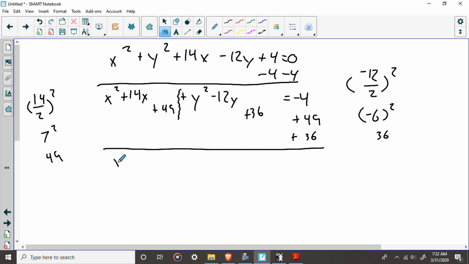Okay. x squared plus 14x plus 49 plus y squared minus 12y plus 36 is equal to, well, what is that? It's 45, and 36. 45 and 36 is going to, oh, look at that. It's going to be 81 again. Okay. Good. Okay, it's like they set these up this way, okay?